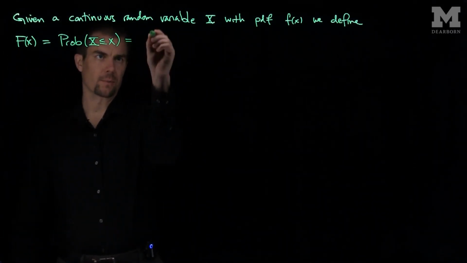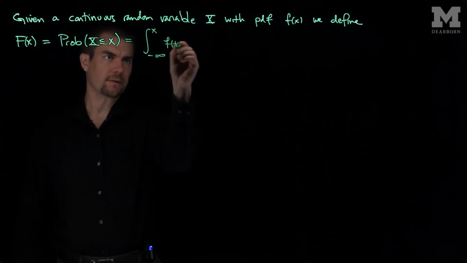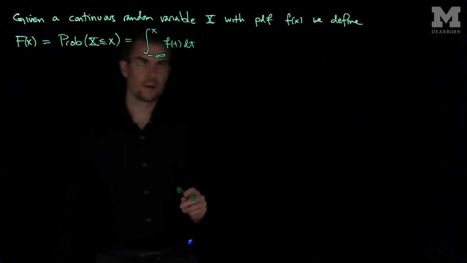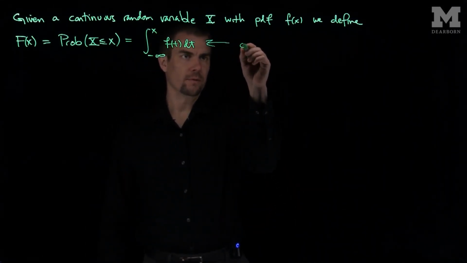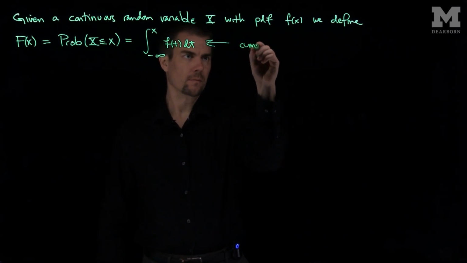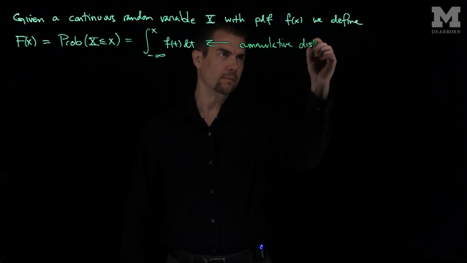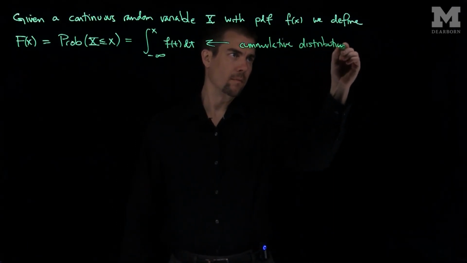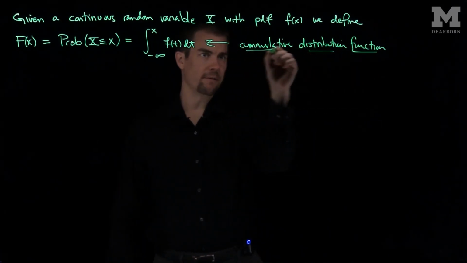And we can see that this is also, by definition, the integral from negative infinity up to x of f of t dt. And this is called the cumulative distribution function, and we'll use CDF for short.